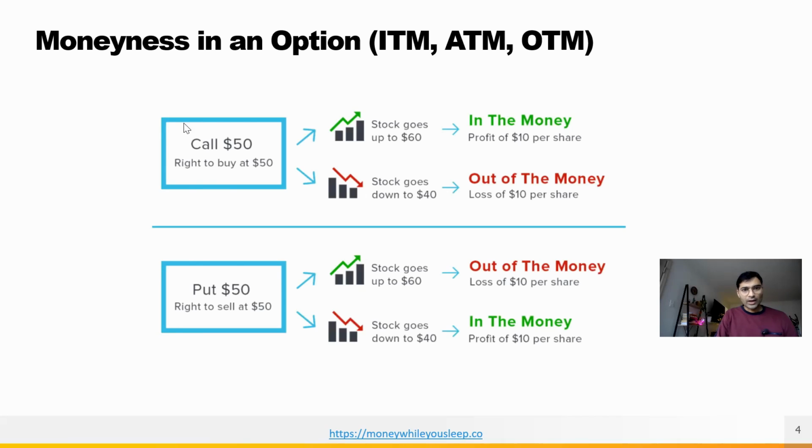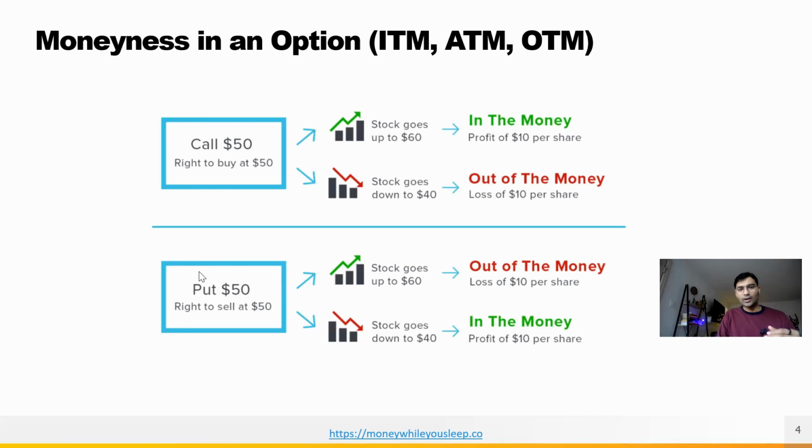For example, take a buyer of a call at strike price 50, and let's say the stock goes to $60. The buyer was bullish on the call, so he's going to make a profit, hence it is in the money. And if the stock goes down, then he is going to be out of the money.